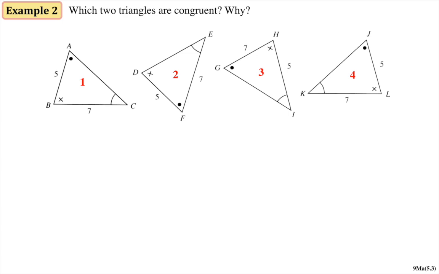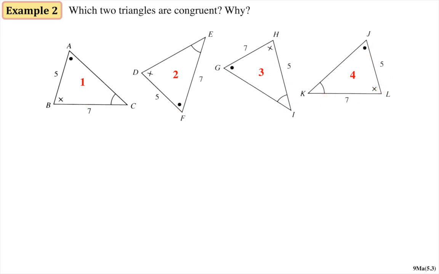Righto. We've got four triangles here. Which of the two triangles are congruent and why? Well, let's just go check now. First of all, I'm going to look at triangle 1. I've got a 5 and a 7 and there's an X between them. Triangle 2. I've got a 5 and a 7 and there's a dot between them, so they don't match up. Triangle 3. There's a 5 and a 7 and an X between them, so it might match with 1. Triangle 4, there's a 5 and a 7 and an X between them.